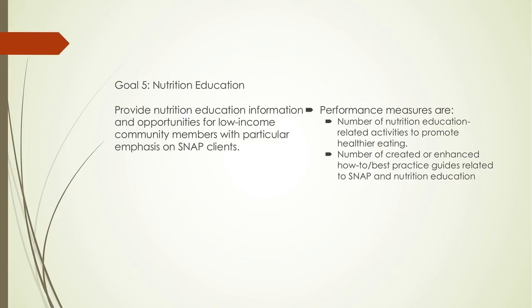And let's move on to Goal 5, which is nutrition education. The performance measures for this are the number of nutrition education related activities to promote healthier eating, and the number of created or enhanced how-to/best practice guides related to SNAP and nutrition education. The key thing to note about nutrition education is that there should be a particular focus on SNAP clients. And as you can see on the left side, it's actually listed in the goal language.